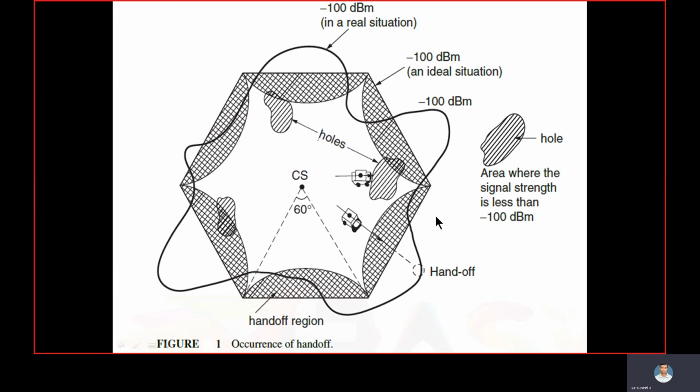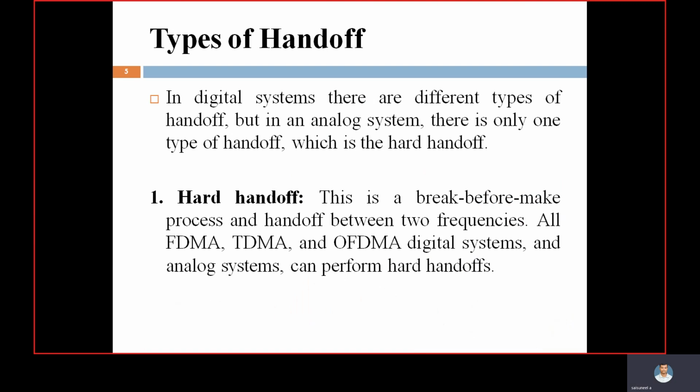Next, we discuss what the types of handoff are. We discussed the basic practical handoffs in later classes, but we have discussed them before. In digital systems, we already discussed the digital cellular system and the analog cellular system. In the analog cellular system, only one handoff is there, that is called hard handoff. But in digital cellular, there are hard handoff, soft handoff, and softer handoff.